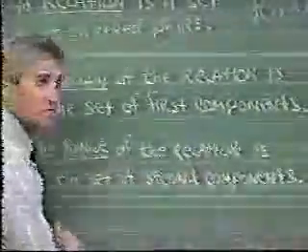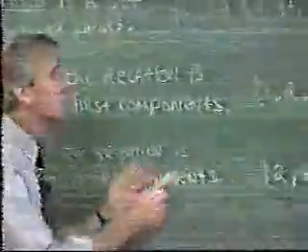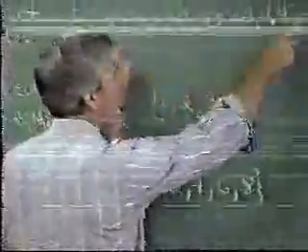Okay? Now let's go back and define the range. The range of the relation is the set of second components. So the range is very simply the second item in this list of ordered pairs. 2, 4, 6, 8.